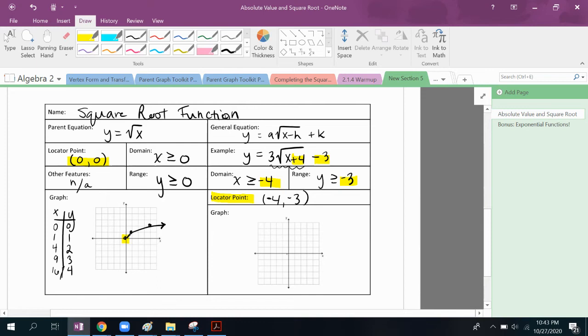All right, so let's plot our locator point, (-4, -3). And then from there, you can use the trick, right? If we know that our stretch factor is 3, then when I move 1 over, I better be moving 3 up. And when I move 4 over, rather than moving up 2, I'm going to do 3 times that, so I'm going to go up 6. I know that's kind of confusing.